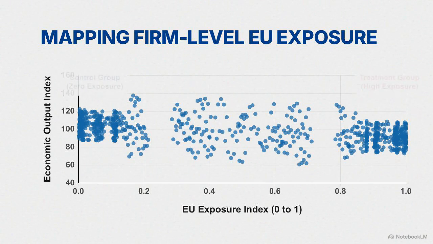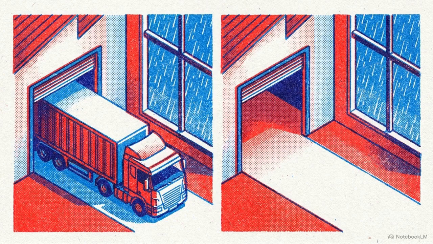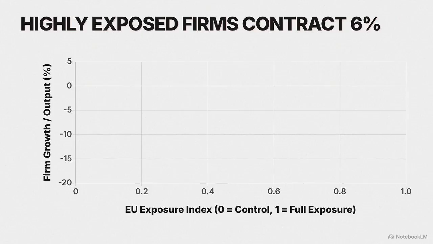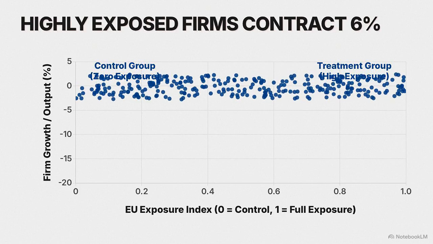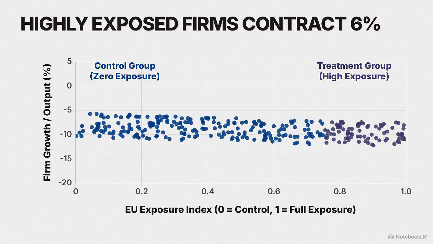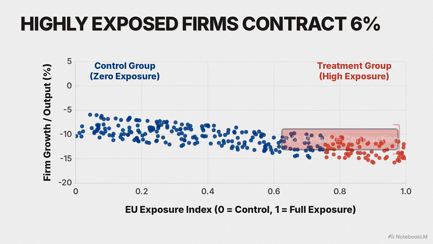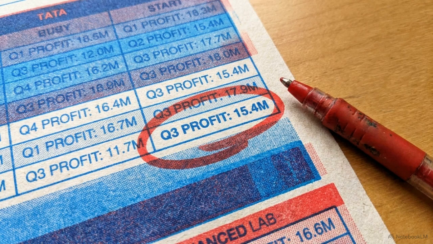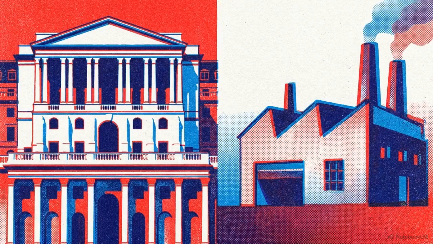This separates the firms into groups: a control group with 0 exposure, and a treatment group with high exposure. By comparing highly exposed firms to unexposed firms within the same country, the model filters out domestic noise. National events like COVID-19 impact both groups, allowing researchers to isolate the specific impact of the trade shock. The model shows that highly exposed firms contracted by a total of 6% relative to the control group. This firm-level analysis provides evidence of causality, but it brings us back to the 2% gap.